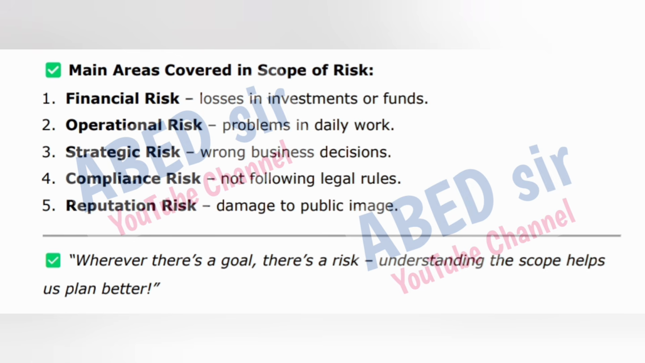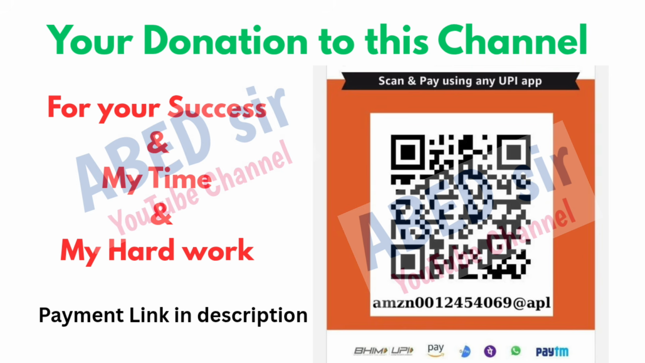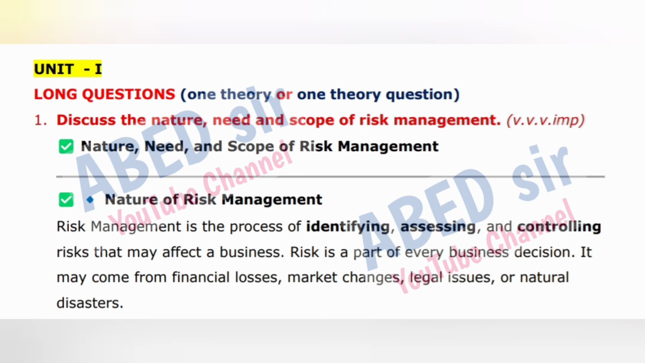Wherever there's a goal, there's a risk. Understanding the scope helps us plan better. Next, Unit 1. Long questions. First important long question is 1. Discuss the nature, need and scope of risk management.